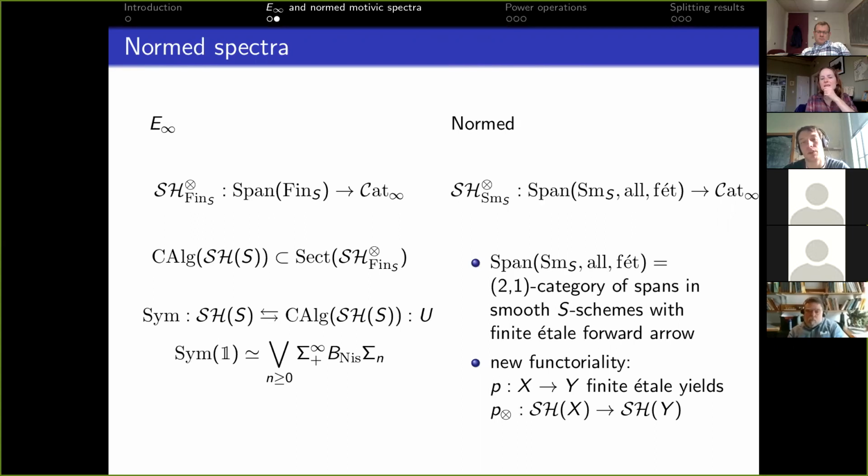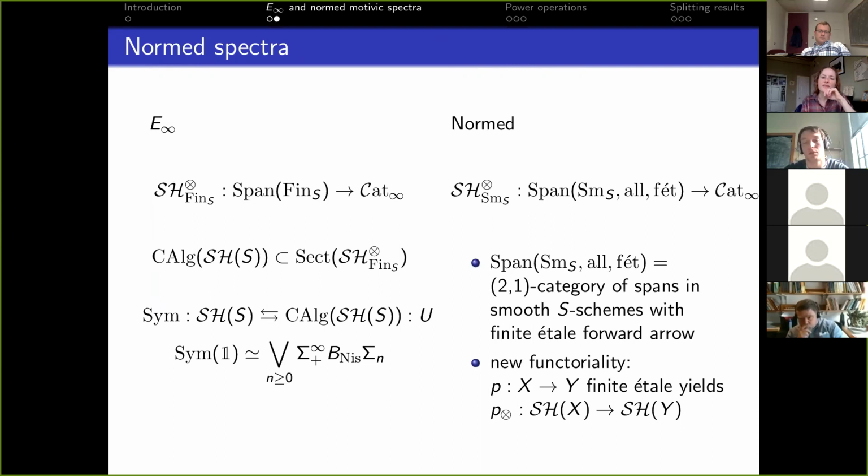We have explored some variation, and it seems that taking the smooth schemes has the best formal properties. For example, then the norm spectra are stable under arbitrary base change. E-infinity ring spectra are also stable under arbitrary base change, but if you take just finite étale things instead of smooth things, then this is not going to be true. So this seems to have the best formal properties, and if you try to take a bigger category, then you get other problems. So this seems to be the best, but there are notions in between which could be explored.